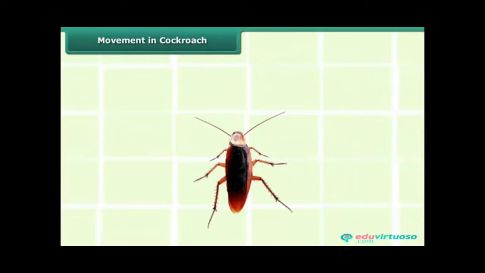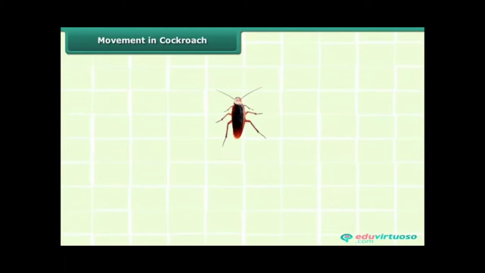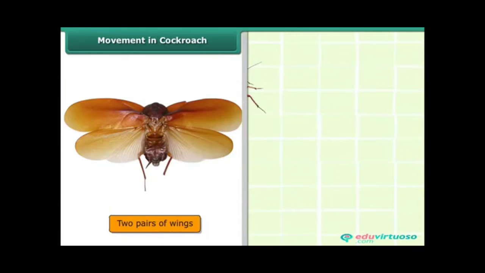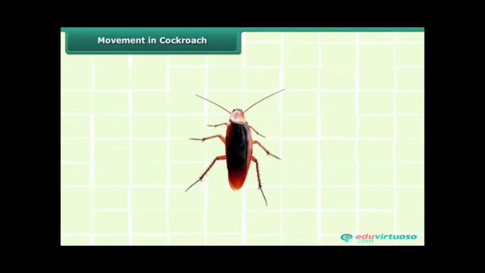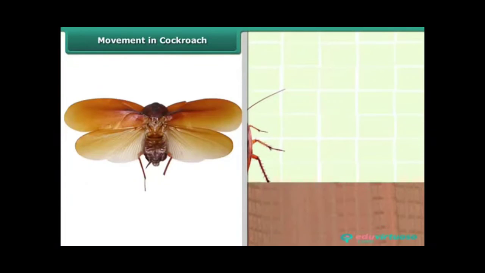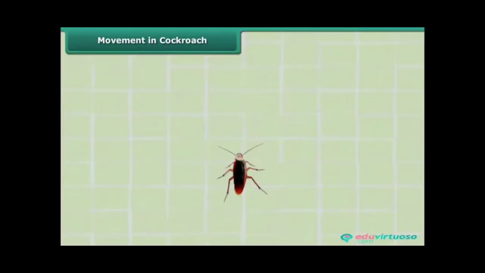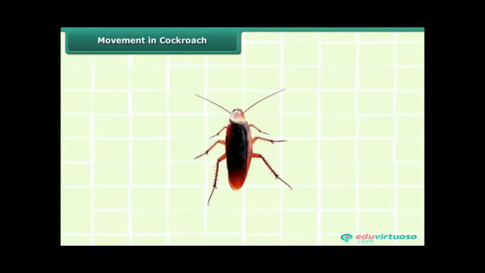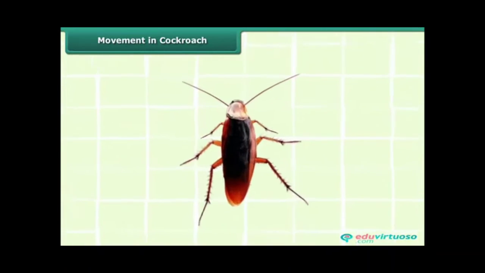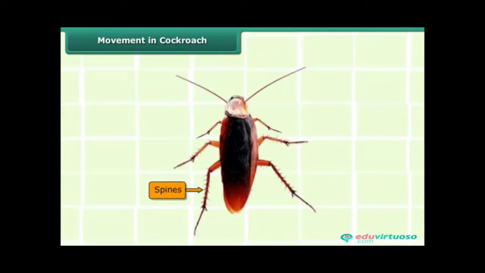Movement in cockroach. The cockroach has 3 pairs of legs that help it to walk and 2 pairs of wings that help it to fly. A cockroach moves its legs with the help of muscles near the limbs. It uses its breast muscles to move its wings and fly. A cockroach can walk, fly, and even climb. A cockroach can move in different terrains like sand and wired meshes because of the spines on its legs.